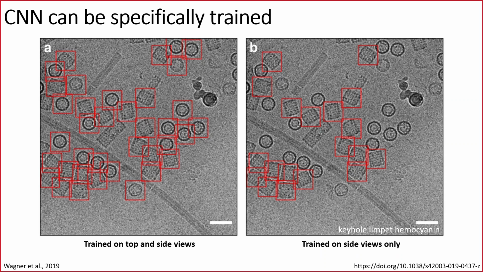Also, one advantage is that you can specifically train your neural network. Here it is shown that if the neural network was trained for the top and the side views of this keyhole limpet hemocyanin, then it picks all these views. Whereas if you take only side views as the training set, it will predict only the position of the side views of the complex in the micrograph.